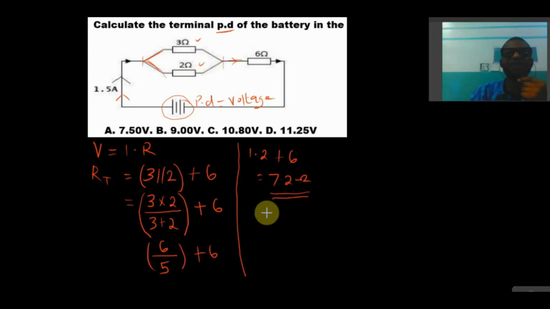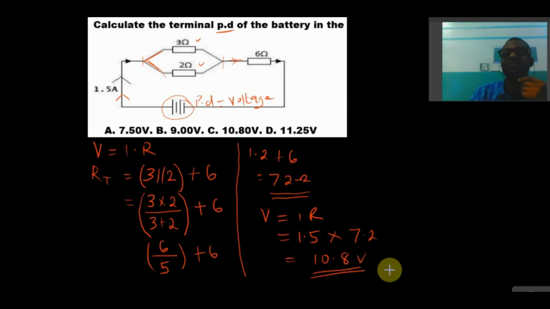Now applying Ohm's law, V equals IR, to get the total voltage. Remember, the current flowing in the circuit is 1.5 amps. Then multiply by the 7.2 ohms total resistance in the circuit, and that gives me 10.8 volts. So this is the total voltage in the circuit.